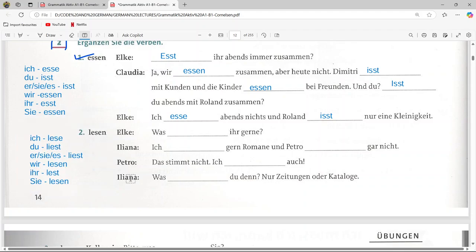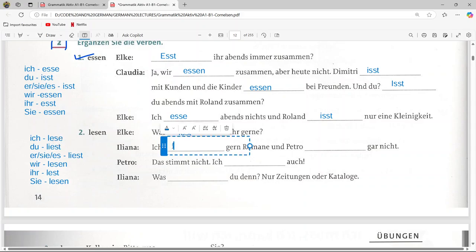Okay, let us go through the conversation. Luke is saying: Was, and then ihr, for you plural, so: Was lest ihr gern? I use this conjugation, so: Was lest ihr gern? So what do you guys like to read? What do you guys like to read? So you plural.